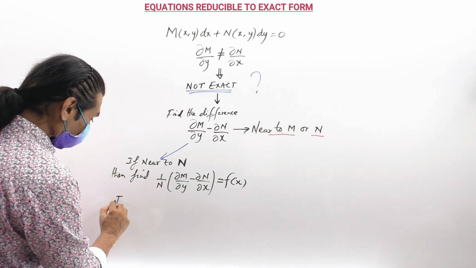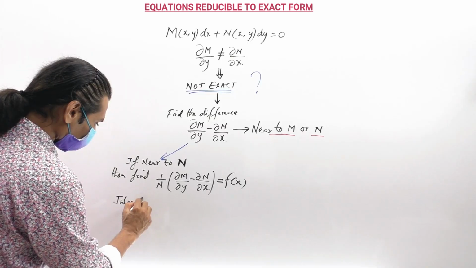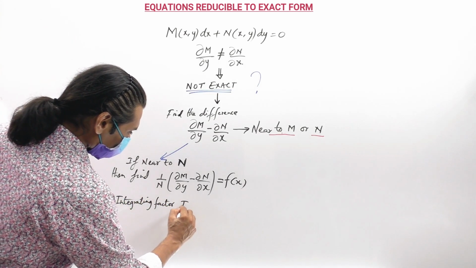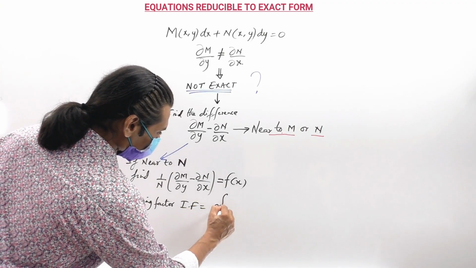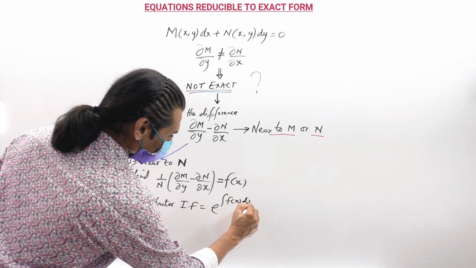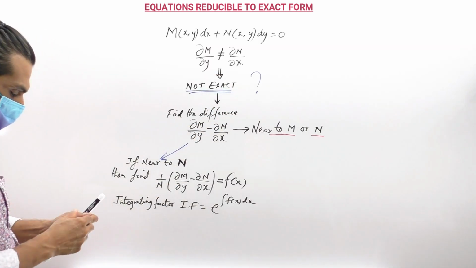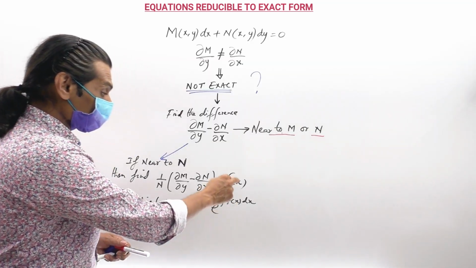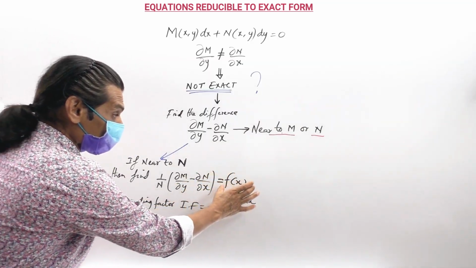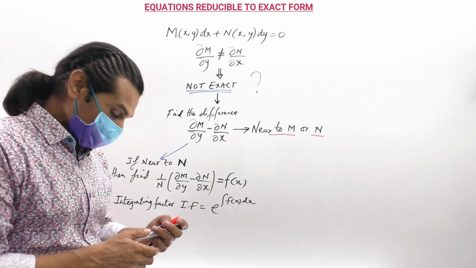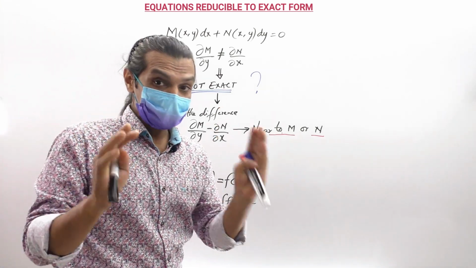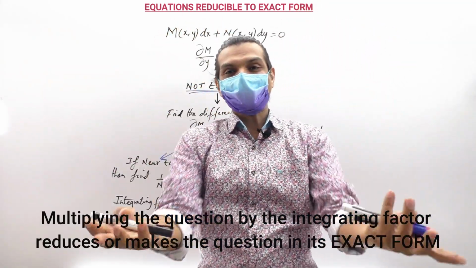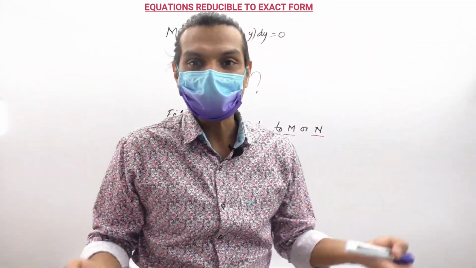Therefore, the integrating factor, I call it IF, is equal to e raised to integration of f of x dx. Very, very important. What is that? Integrating factor is equal to e raised to integration of f of x dx. Getting it? Integrating factor is a value which, when multiplied with a quotient, makes it exact. That is what reducible to exact form means.